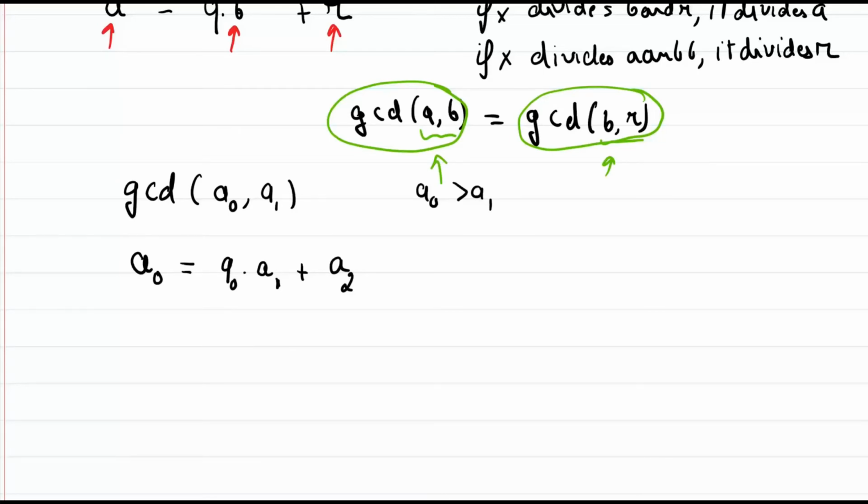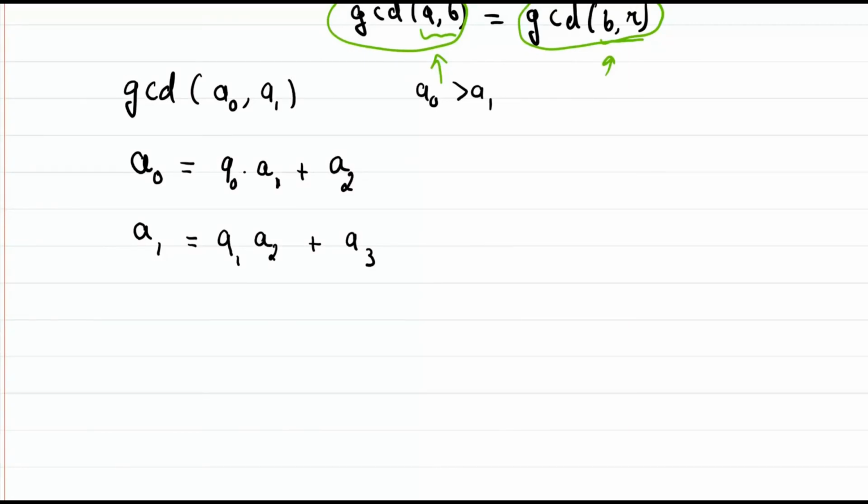And I divide then a1 by a2. So I get a1 equals some quotient q1 times a2 plus some remainder, which I call a3. And now the greatest common divisor of a2 and a3 is the same as the greatest common divisor of a1 and a2, which in turn is the same as the greatest common divisor of a0 and a1. And I continue this way. I divide a2 by a3: a2 equals q2 times a3 plus a4. And so on and so forth.